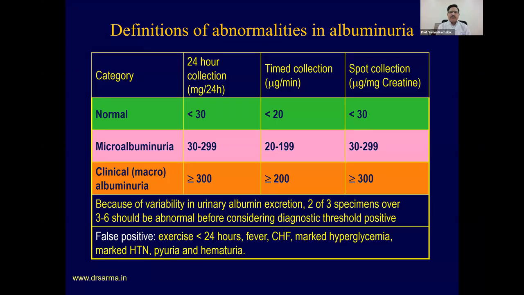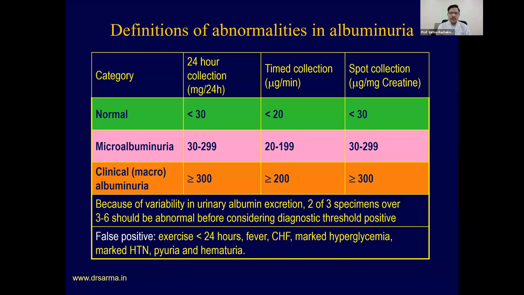Normal is less than 30 in a spot collection, and less than 20 in a timed collection. Microalbuminuria is 30 to 299, clinical macroalbuminuria more than 300. Because of variability in urine albumin excretion, 3 to 6 measurements should be abnormal before considering it the diagnostic threshold.